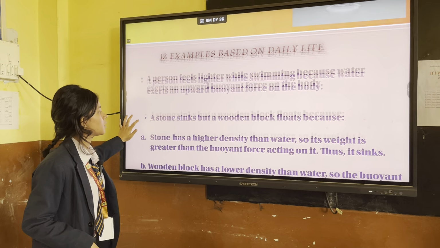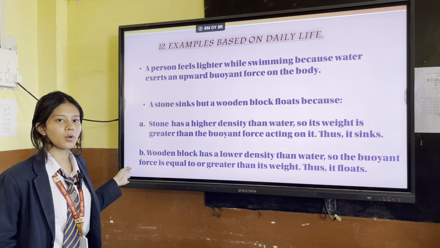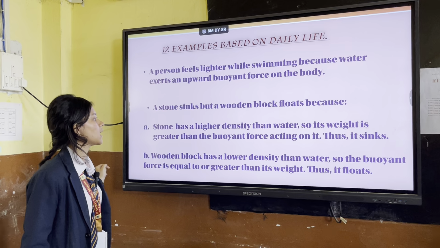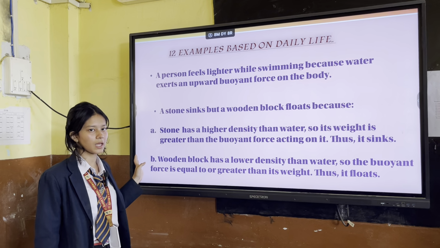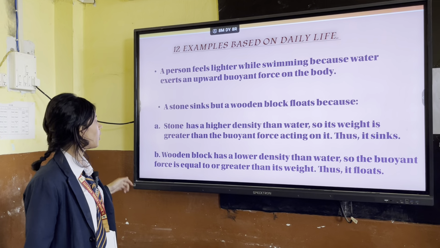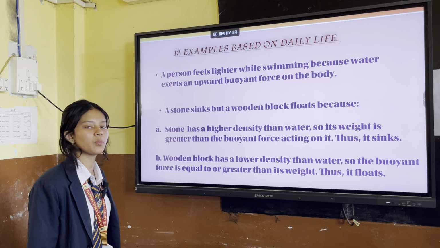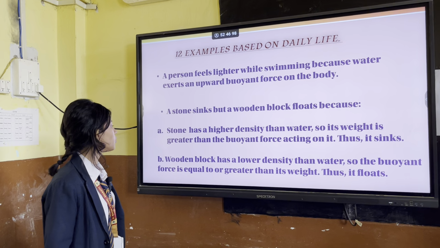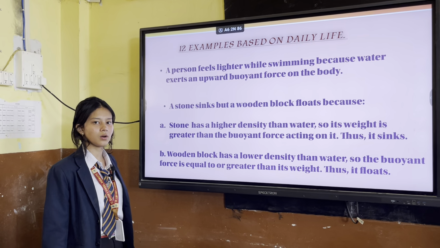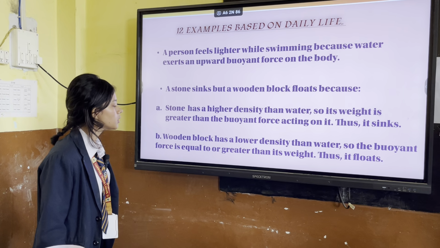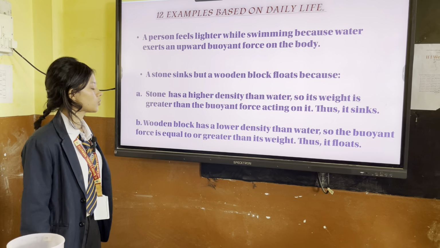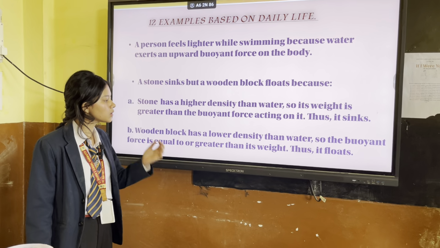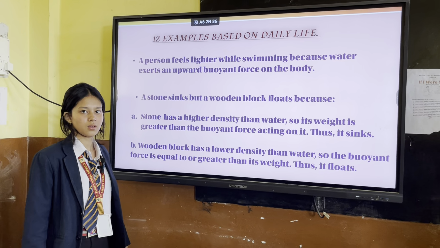A stone sinks, but a wooden block doesn't, because a stone has a higher density than the water. So its weight is greater than the buoyant force acting on it. A wooden block has lower density than the water, so the buoyant force is equal to or greater than its weight. Thank you.